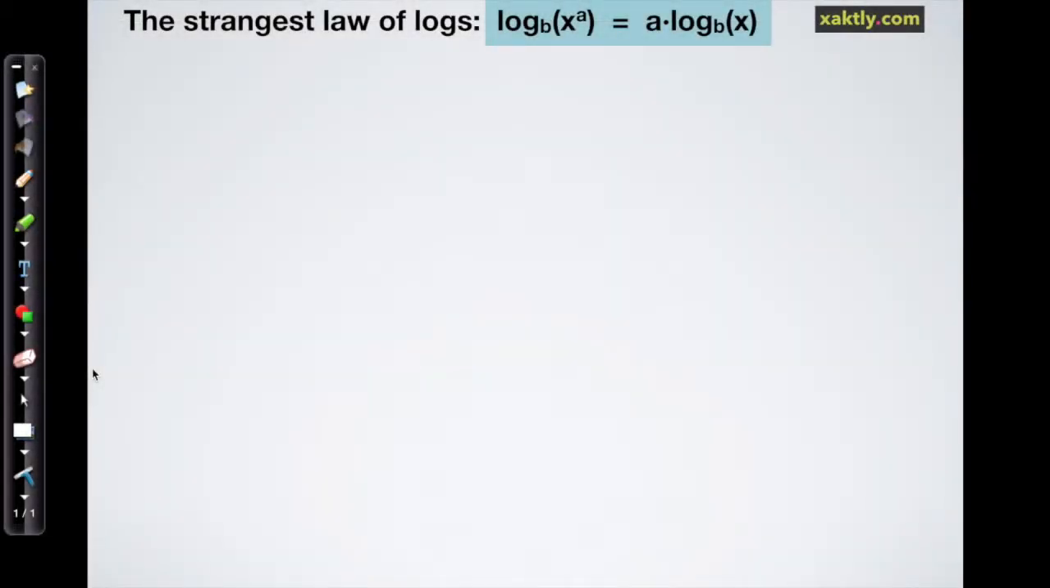This law of logs is one of the hardest to wrap your brain around when you're first trying to learn logs. So I hope this example will help you to iron out some of those difficulties. Let's start by finding the inverse of the function f of x equals b to the x, where b here is just some fixed base.